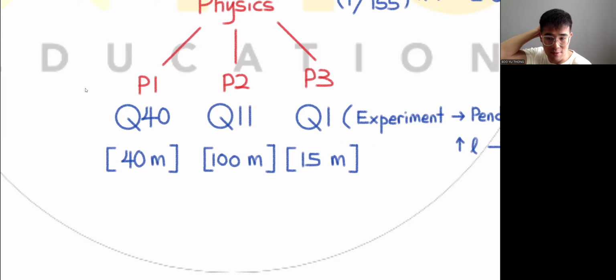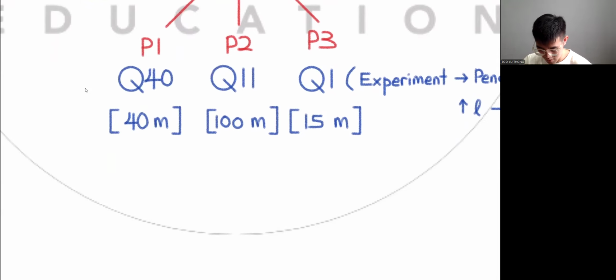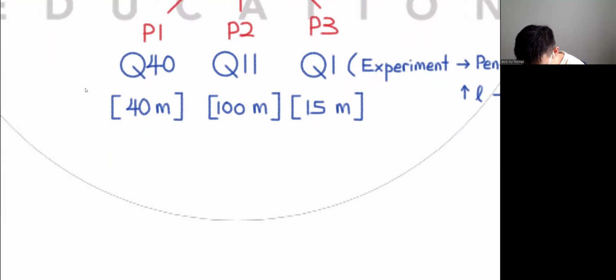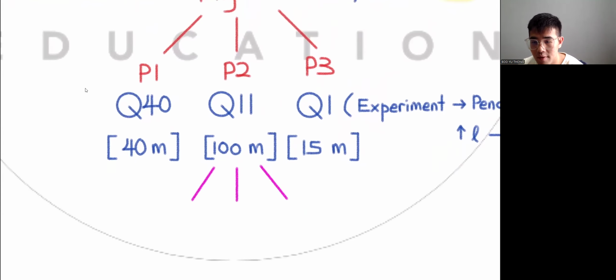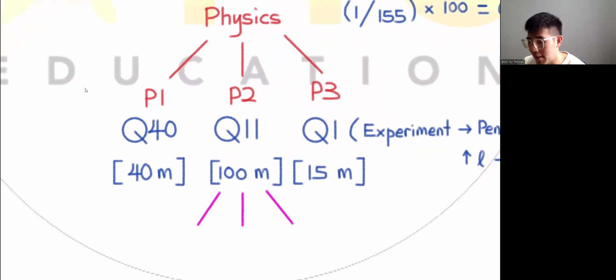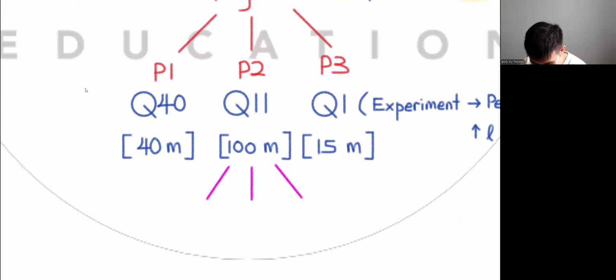But let me explain to you the SPM format, so that you understand how SPM asks questions. Now, like I said, I will be focusing on paper 2 today, regardless of whether you know or not, I'm just going to share with you. Paper 2 consists of 3 sections, which is section A, section B, and section C, across the 11 questions.